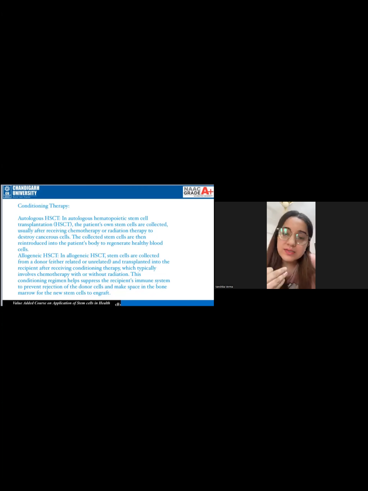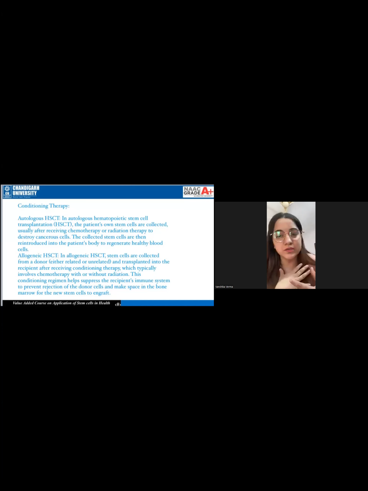In autologous hematopoietic stem cell transplantation, the patient's own stem cells are collected, usually after receiving chemotherapy or radiation therapy to destroy the cancerous cells, and these collected stem cells are then reintroduced into the patient's body to regenerate healthy blood cells.